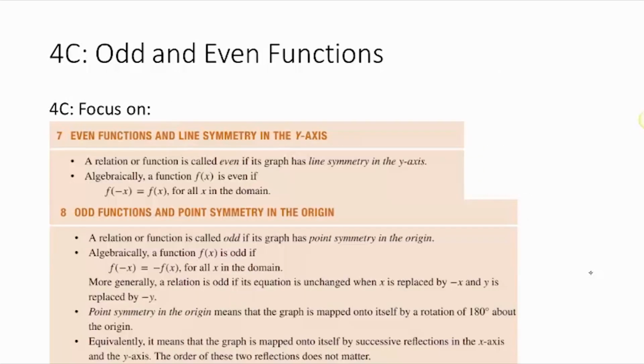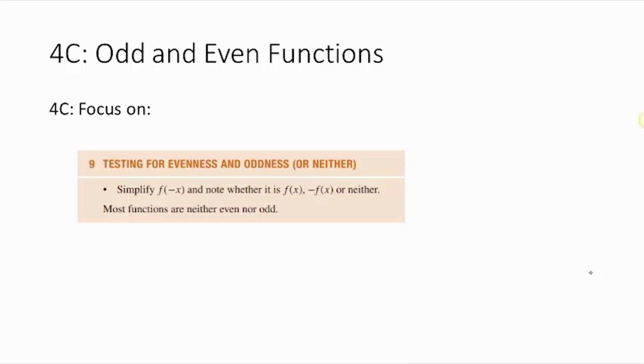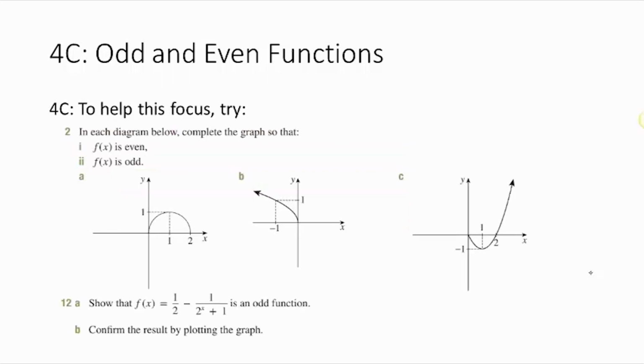Question 5. So 4C then goes on to look at even and odd functions in terms of their symmetry, so the geometry of that, and then says what it is algebraically in terms of f of minus x is f of x, or f of minus x is minus f of x. Notice that we talk about the rotation of 180 degrees as also being point symmetry in the origin. And then a quick test for evenness or oddness, or neither. A couple of questions to help the focus.